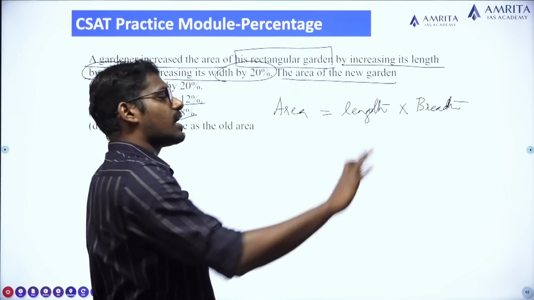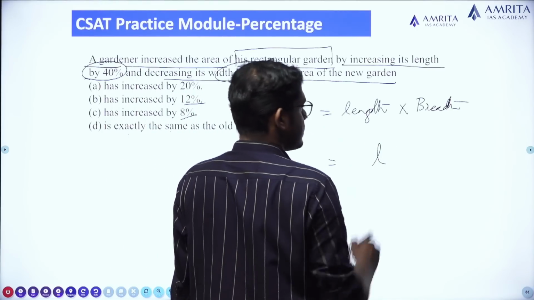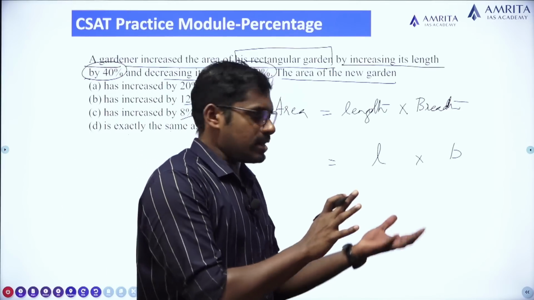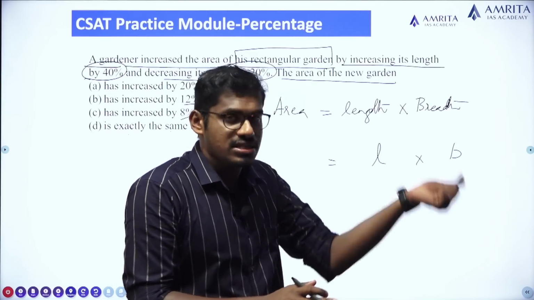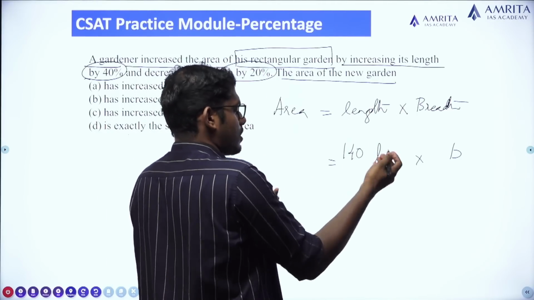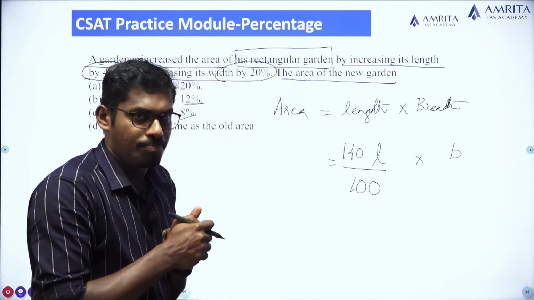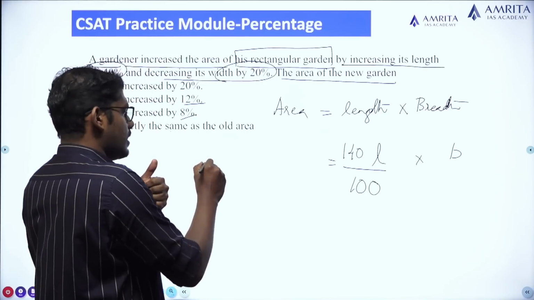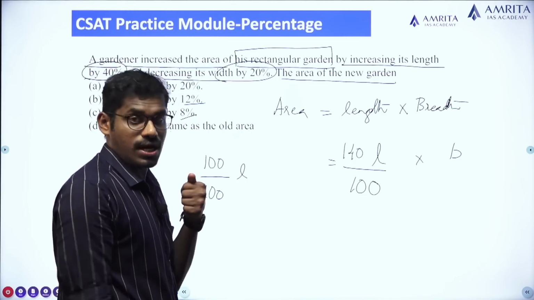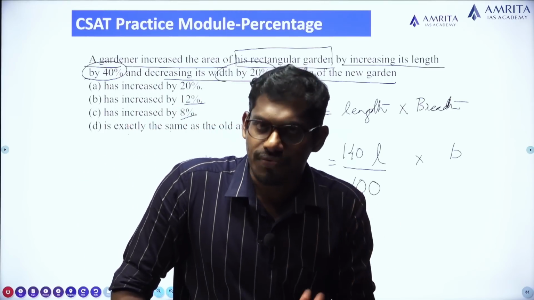Here, the length of the garden is increased by 40%. Suppose this is the length and this is the breadth. Initially the length of the garden is L, and it has increased by 40%. Then we can write that the current length of the garden is 140 by 100 times L. Why have I written so? Because 100 by 100 L is the actual length of the garden. 100 by 100 into L is L, which was the initial length of the garden. Clear? Okay.